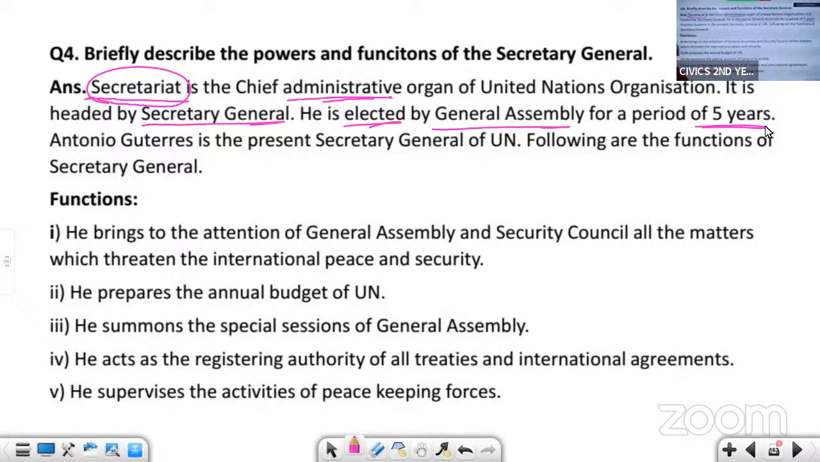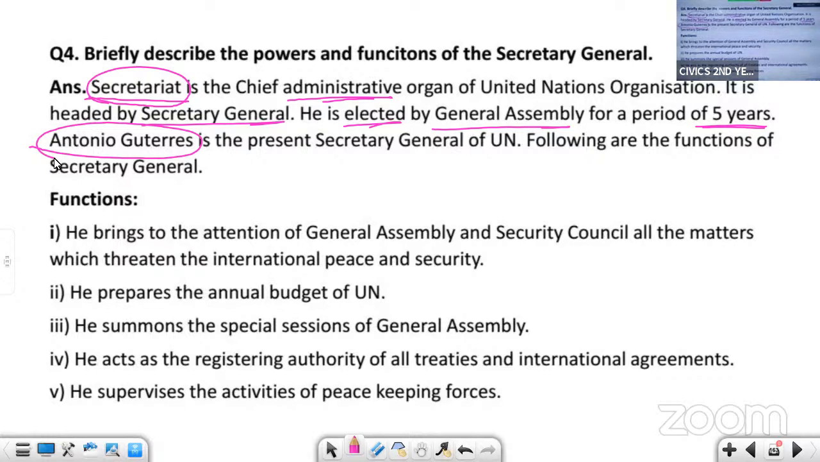And who is the present Secretary General of UNO? Antonio Guterres. Antonio Guterres is the present Secretary General. And he is eligible for re-election. He can be re-elected for another 5 years.